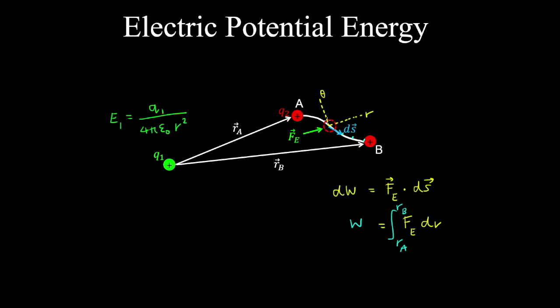Now the electric force acting on this charge is obtained by multiplying that charge by the electric field of charge 1. If we substitute this into the integral, we get 1 over 4 pi epsilon naught times the product of the charges over the square of the radial distance between them, and we're integrating over r.